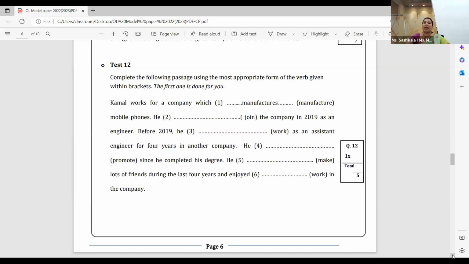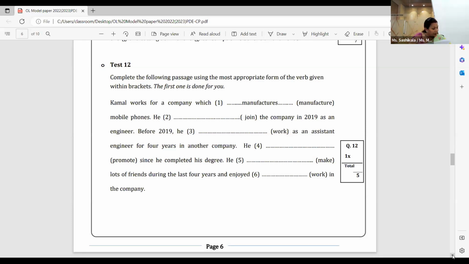It has not stopped yet. We are not talking about something done before. We are not talking about the past or the future. It is the present. So Kamal is the subject, so subject verb agreement. It says works and then manufactures, right? He, the company blank the company in 2019. It is the past form. We are talking about the past incident.